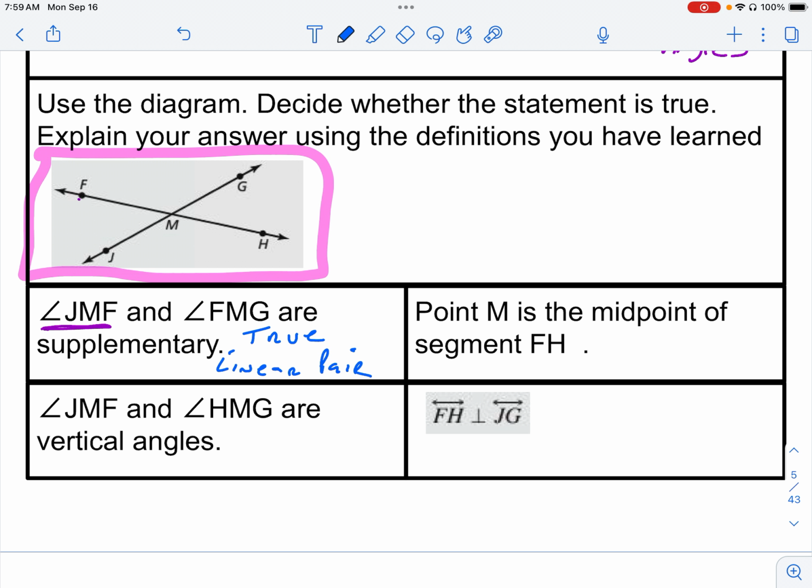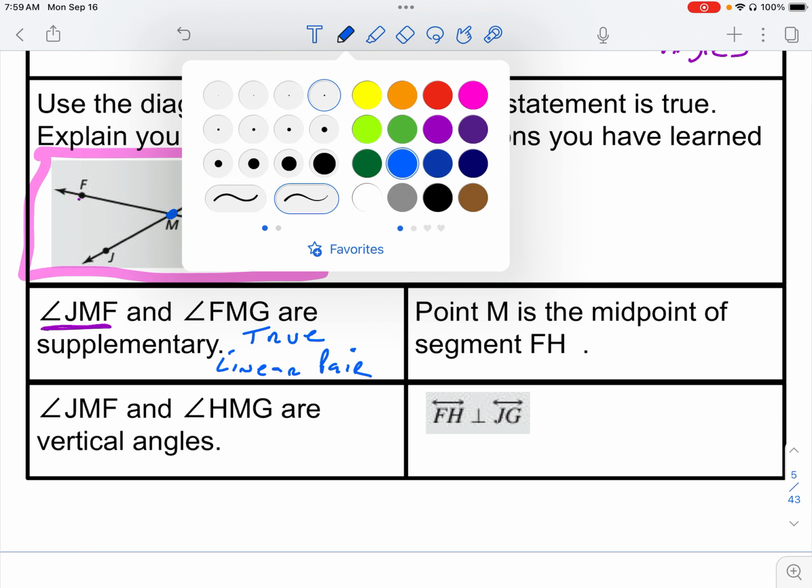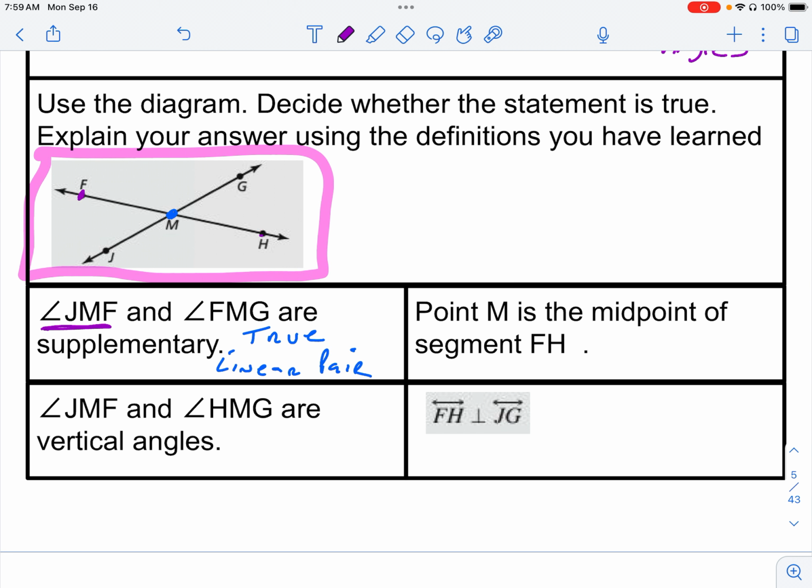Okay. Point M, this guy right here, is the midpoint of segment FH, which goes through here. And that is false because we know nothing about the length of segment FH. So we cannot conclusively say that it's the midpoint or not. So if we don't know, it's false.